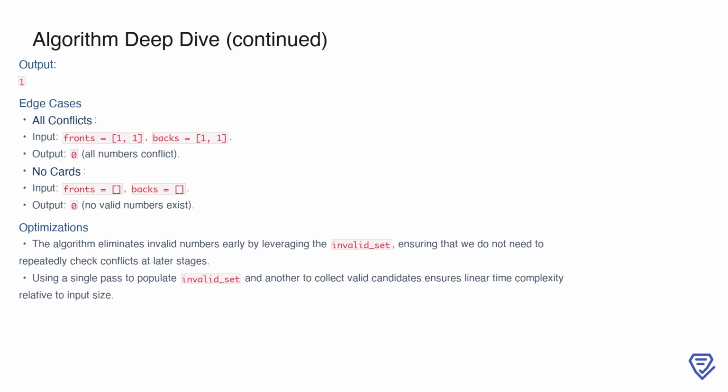Let's also consider some edge cases. If all numbers conflict, such as in the input fronts equals 1, 1, and backs equals 1, 1, the invalid_set would contain 1, and there would be no valid candidates, so the output would be 0. Similarly, if there are no cards provided, as in fronts equals empty and backs equals empty, the output would also be 0 because no valid numbers exist. The algorithm is optimized to handle these scenarios by leveraging the invalid_set to eliminate conflicts early, ensuring that we don't waste time rechecking numbers later. Additionally, its linear time complexity relative to input size makes it suitable for large datasets, while the use of efficient data structures ensures clarity and performance.